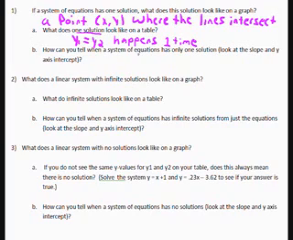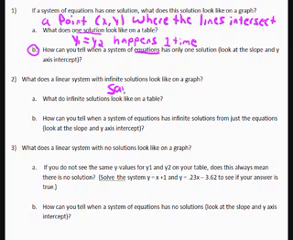How can you tell when a system of equations has only one solution? And what I'm asking here is, how can you tell it only has one solution from the equation? Look at the slope and the y-axis intercept. Let's hold off on B, and we're going to answer number 2 and 3 first, and then come back to B. Number 2, what does a system with infinite solutions look like on a graph?